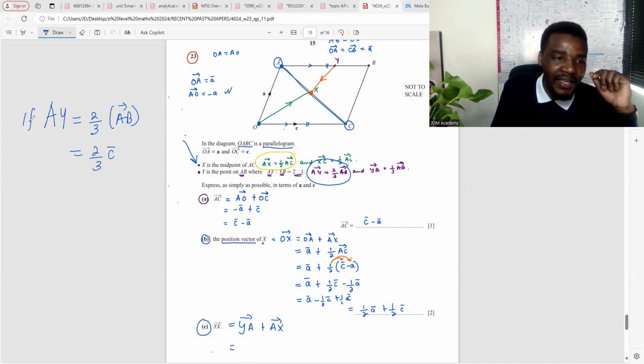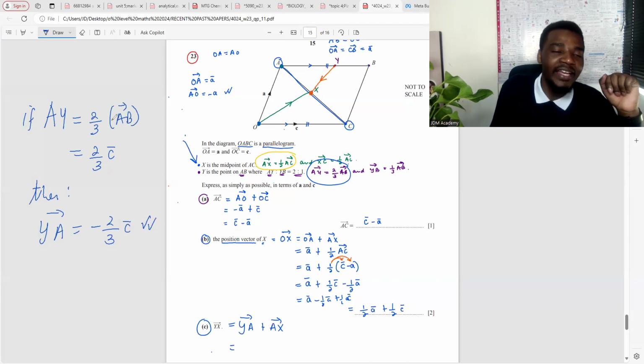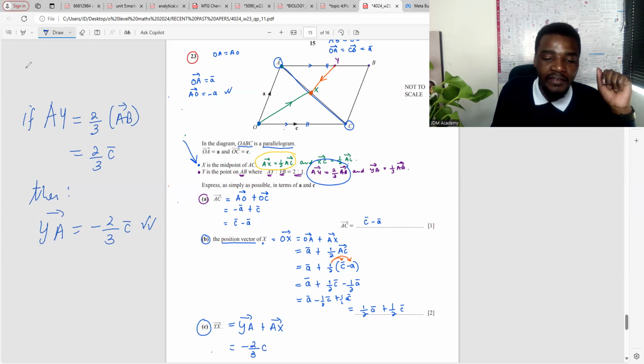Therefore, if vector ay is this, then what does that mean? It means the vector ya now is the negative of this vector. It's negative 2 over 3 of vector c. Okay, so now we have the information. We can go back here to our question and plug in. What is vector ya? It's negative 2 over 3 vector c, plus what is vector ax? Remember, we have already calculated vector ax.